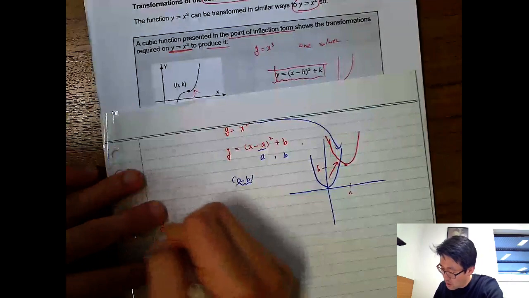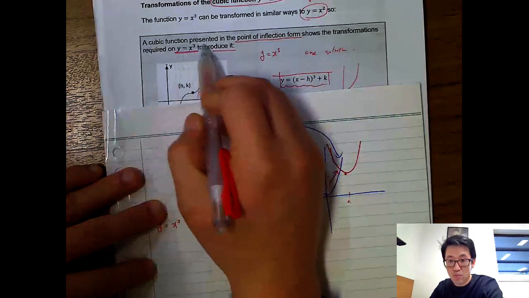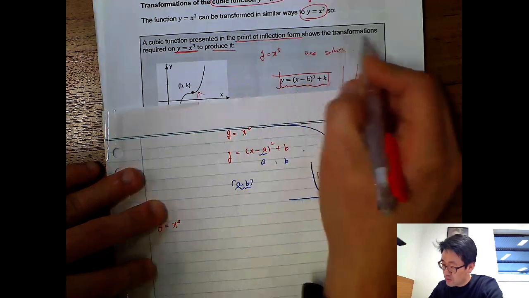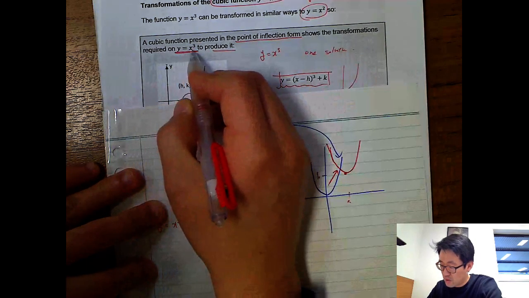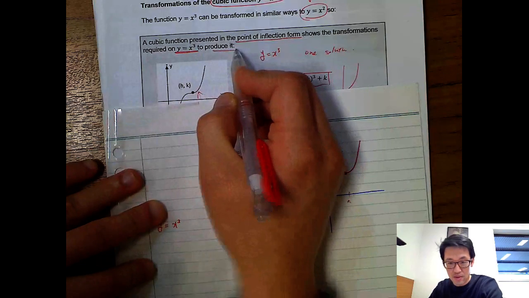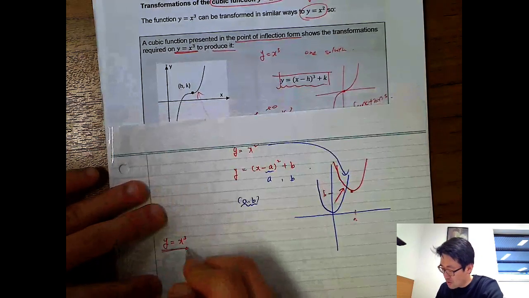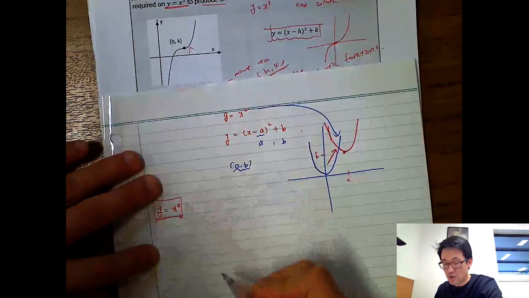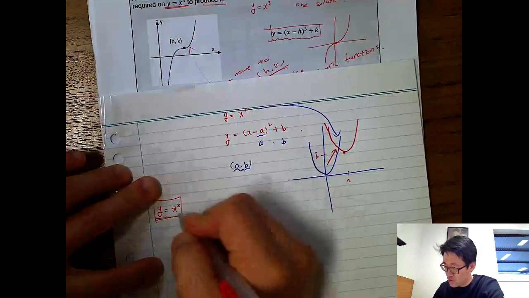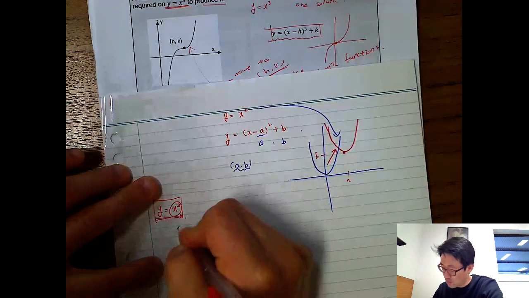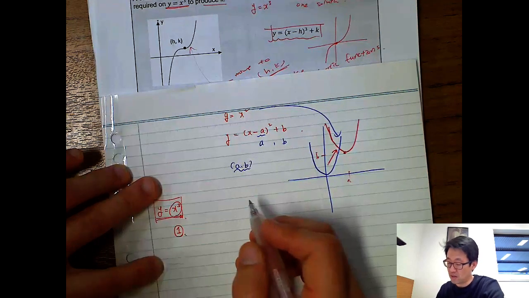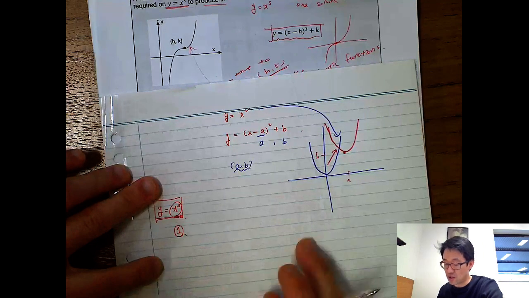Cubic function y equals x cubed. Let's just read this together. A cubic function represented in the point of inflection form shows that transformation requires y equals x cubed to produce it. Okay? What does that mean? We only have a very limited form here. So we start from y equals x cubed, which, how many solutions here? Only one solution. I mean, in real numbers, we should have 3, but 2 exist in imaginary numbers.